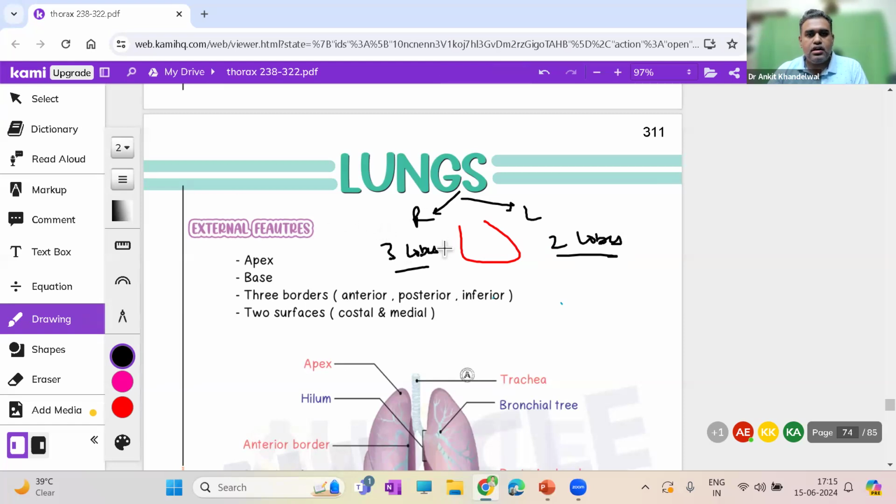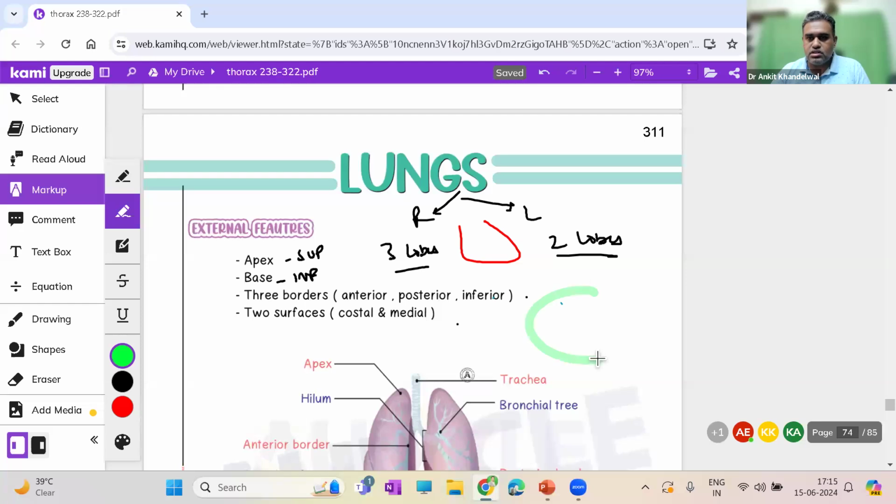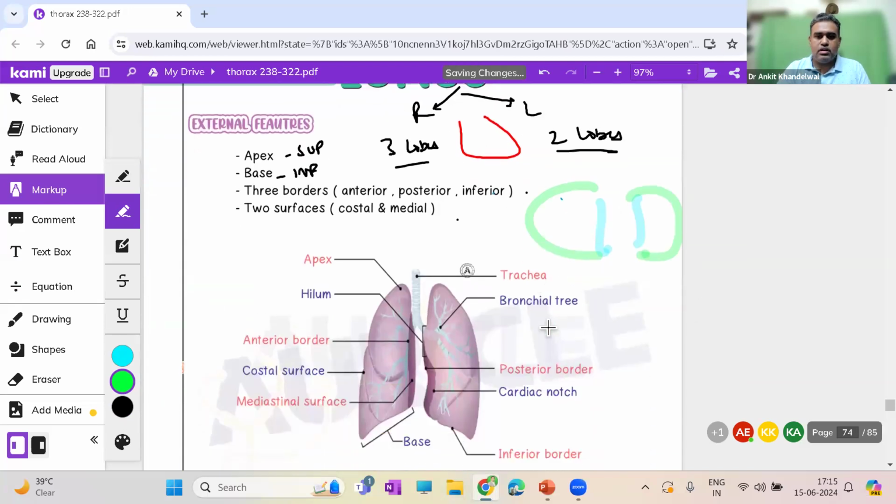The apex of the lung is at the superior, where you have the neck. The base is at the inferior, where you have the diaphragm. 3 borders will be there: anterior, posterior, inferior, and 2 surfaces. The outer surface is known as the costal surface. The inner surface will be known as the mediastinal surface. Mediastinal and costal surfaces are on both lungs. So do remember that part.